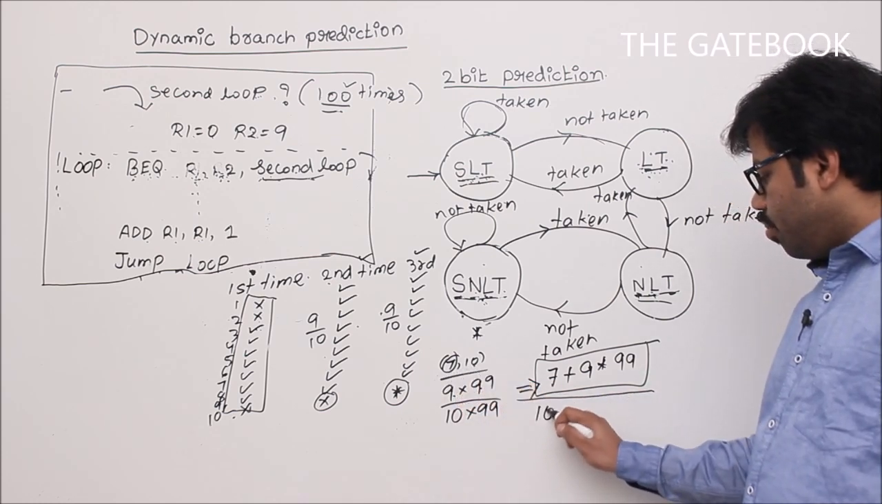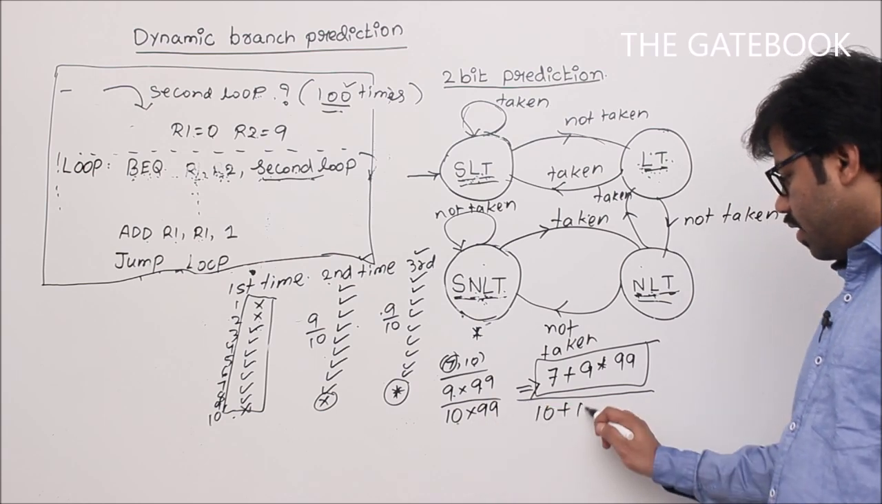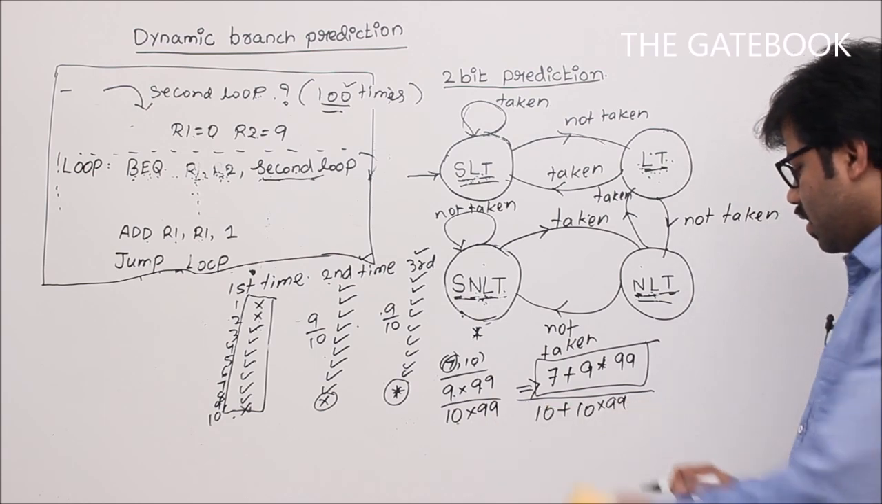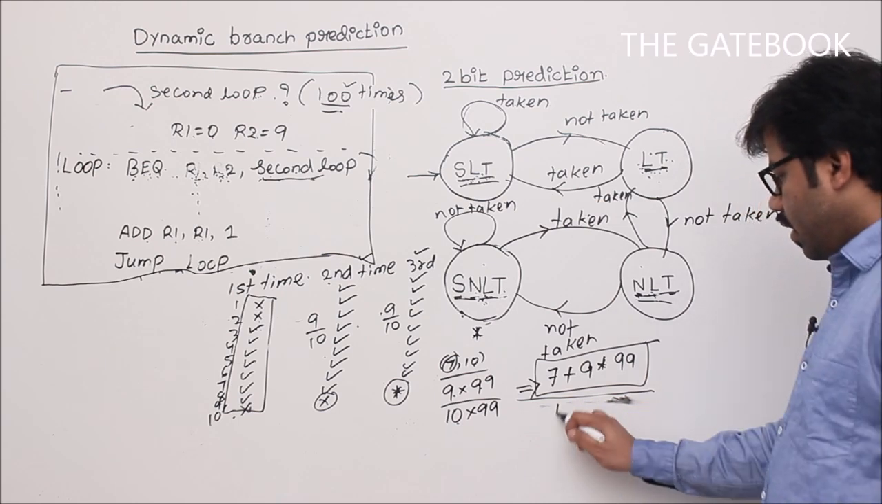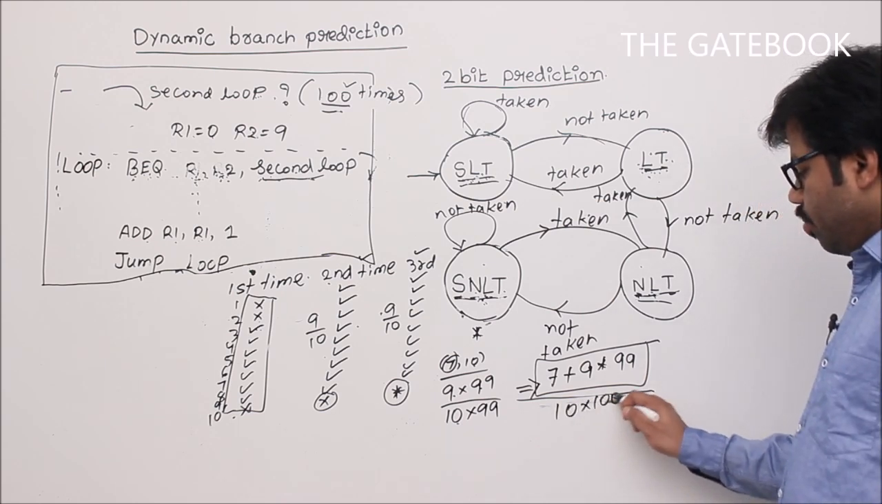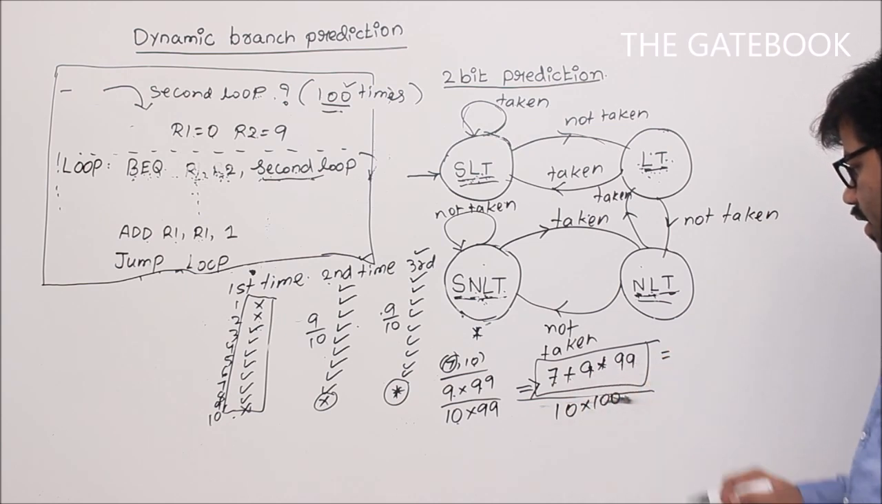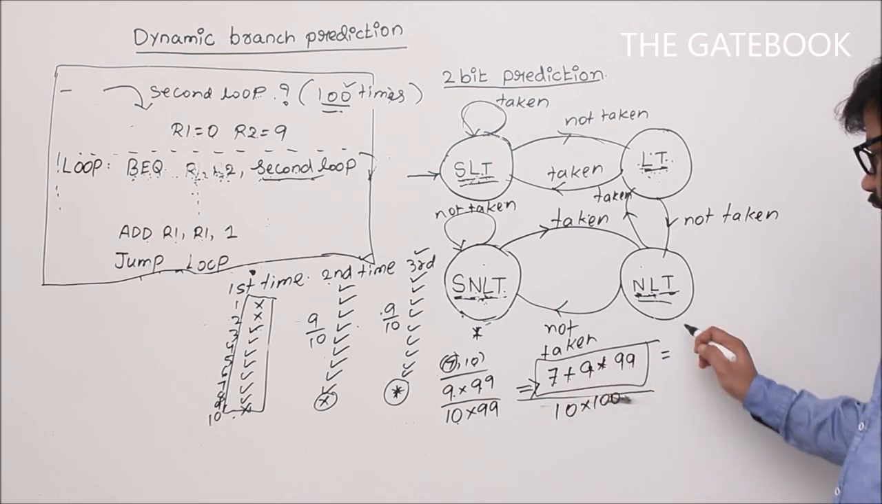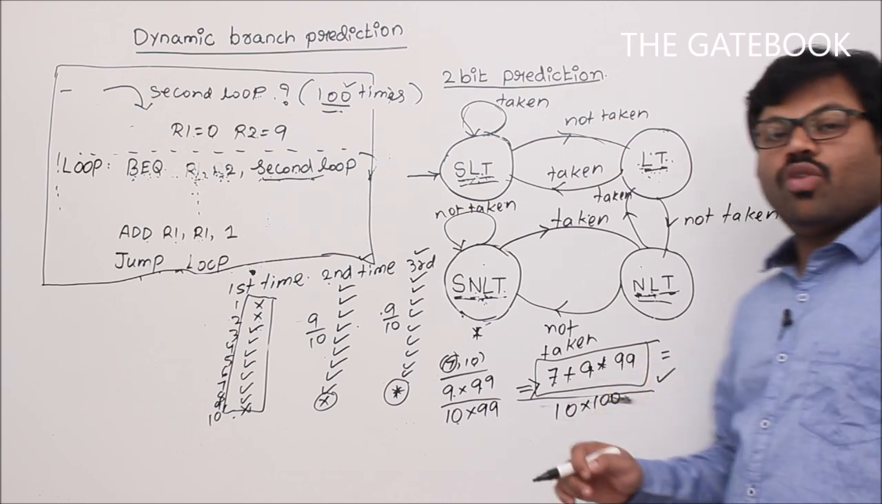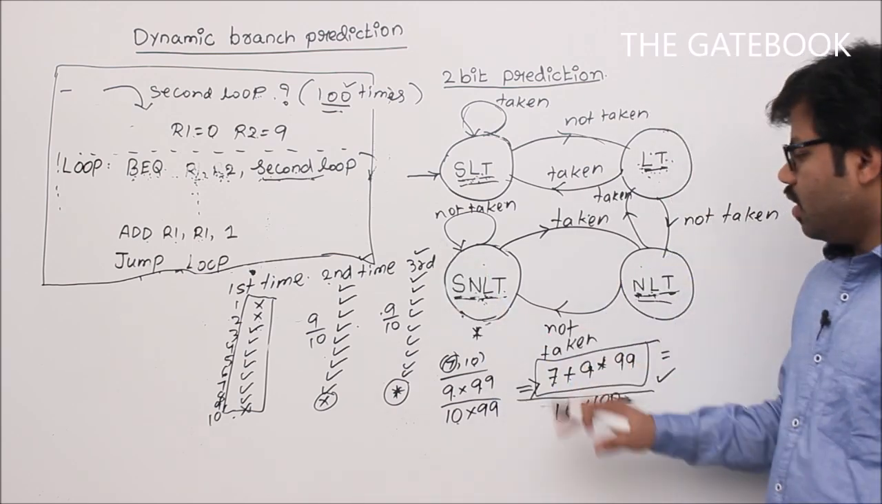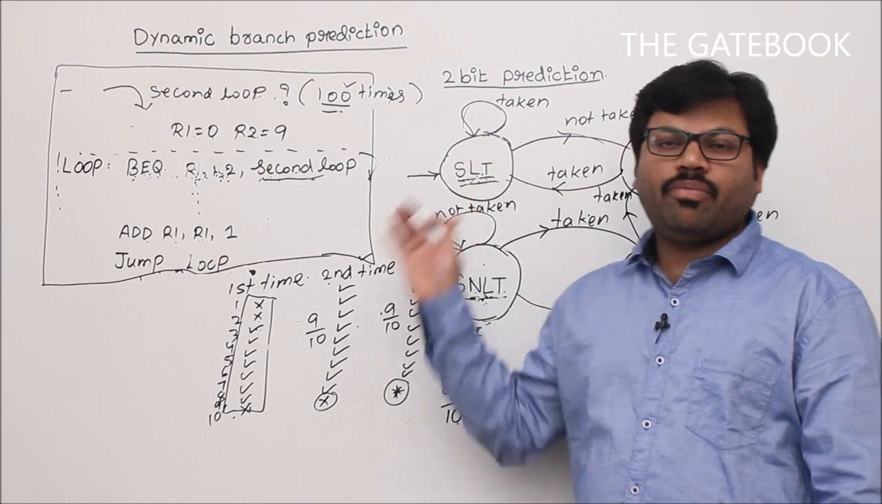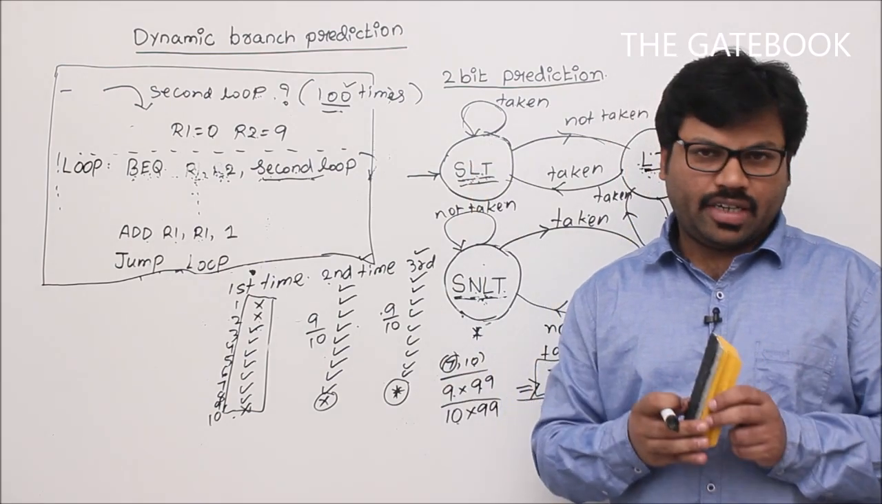10 here plus 10 into 99. Otherwise, in total predictions we know that 10 into 100. If you simplify it, you get 7 plus 9 into 99, right? So you have to simplify it. Let us say, you simplify it. It's homework for you, okay? So in this way, definitely this will be better than the previous single bit prediction.